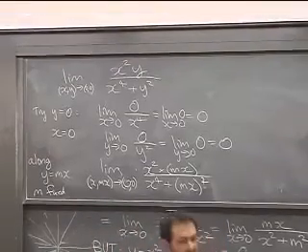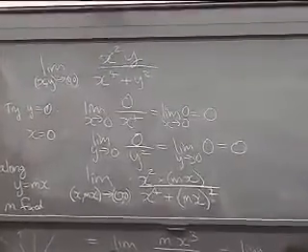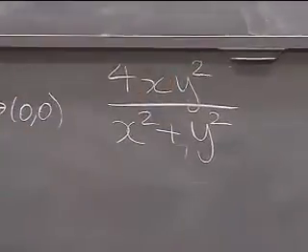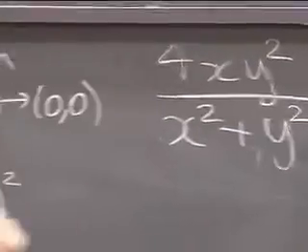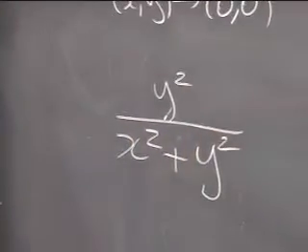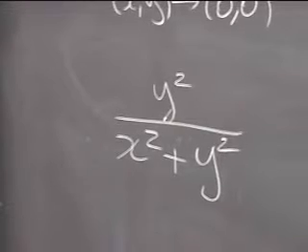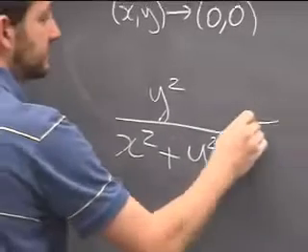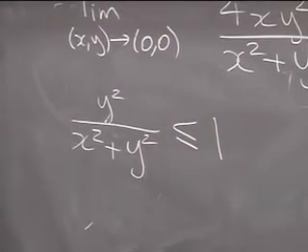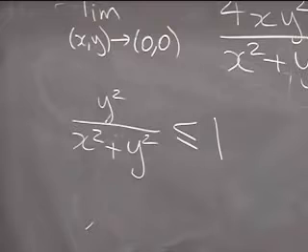So here's another technique that you have up your sleeve. Look at this. Ignore this 4x for a moment and look at this quantity: y squared over x squared plus y squared. What can you tell me about that quantity? How big could that possibly be? It's got to be less than or equal to 1, doesn't it? Because the bottom is bigger than the top.